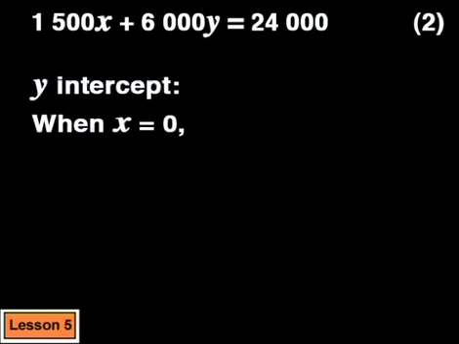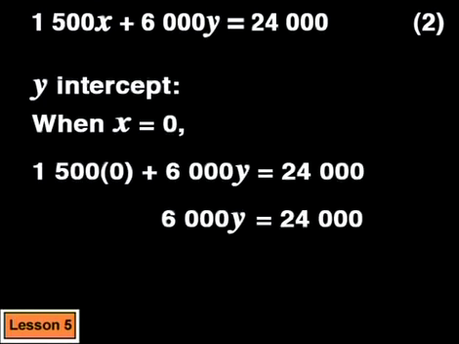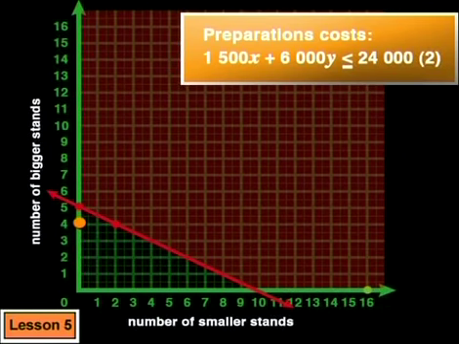Let's find the y-intercept. That's when x is 0. So we get 6,000y equals 24,000, and y is 4. So the intercept is at 0, 4. So here is the graph for this equation. Finding the intercepts with the axes is often the quickest way to plot a straight line graph.